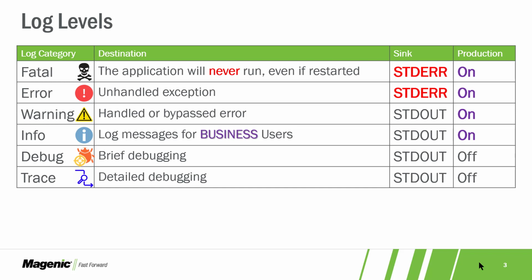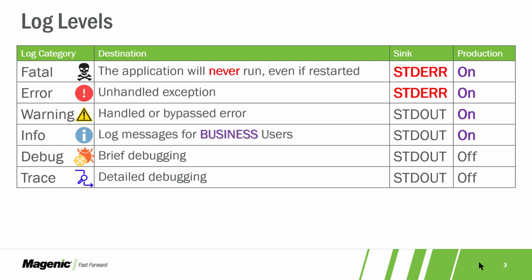Warning messages are, we handled this error, we bypassed it, but you should probably pay attention. And notice these are not in the unhappiness path, right? Because it is a happy outcome, but it's a happy outcome about which you should be wary. So if it happens a lot, maybe you should look into it.